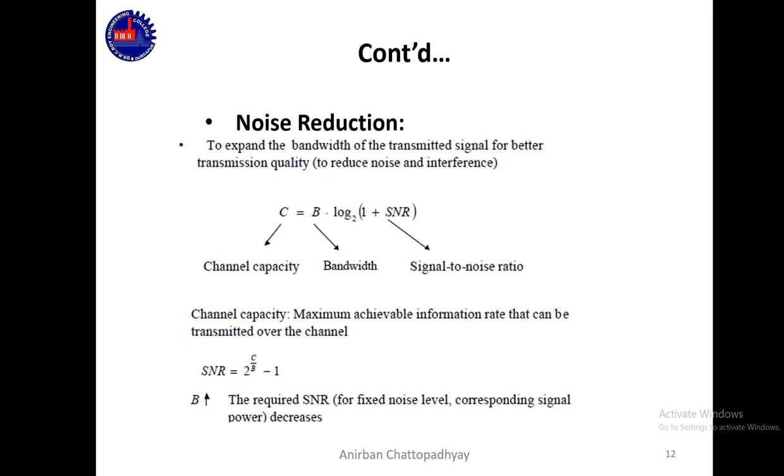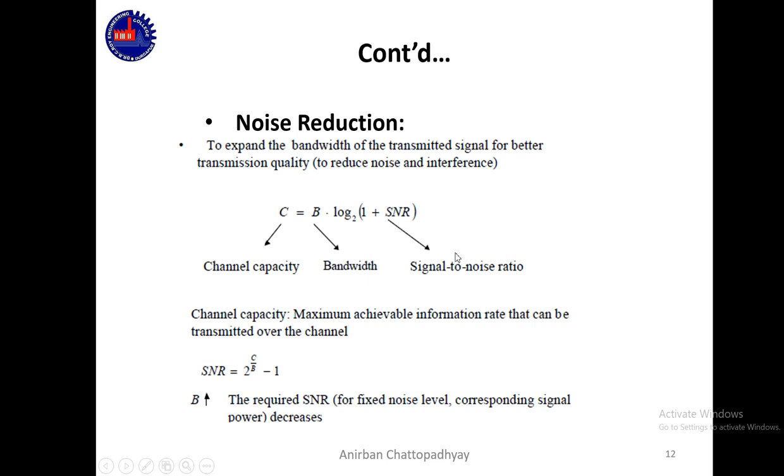And the last one, noise reduction. To understand noise reduction, we first need to know the SNR, signal to noise ratio. What is SNR? SNR is signal power by noise power. For the channel capacity formula, we know that C is equal to B into log base 2 of 1 plus SNR, where C is channel capacity, B is the signal bandwidth, and SNR is the signal to noise ratio, which is the parameter of the quality of the system.